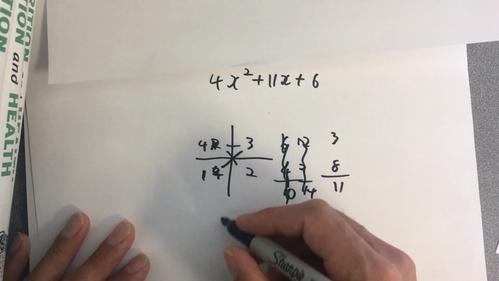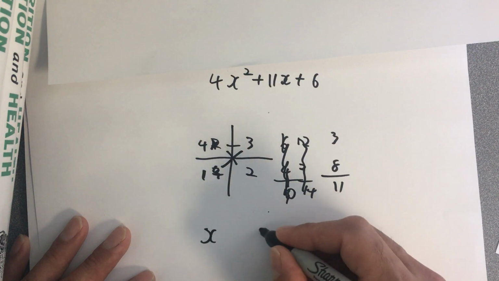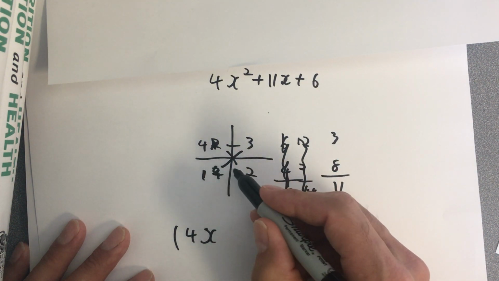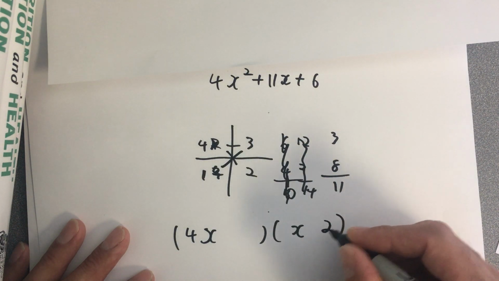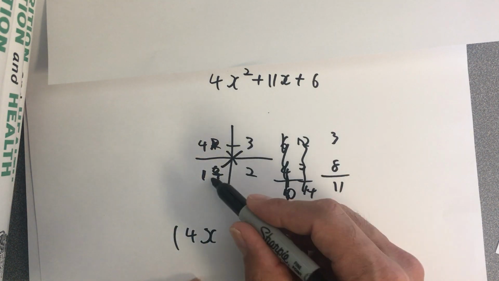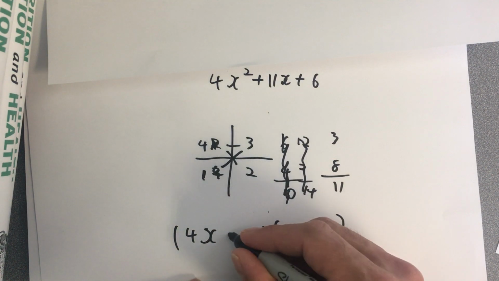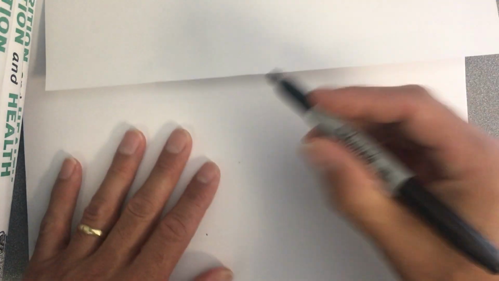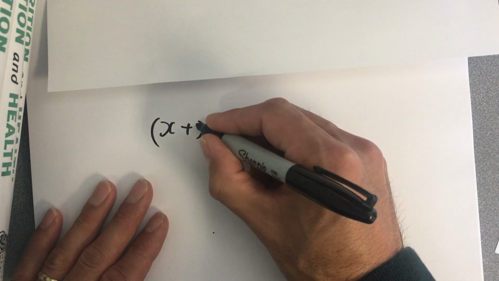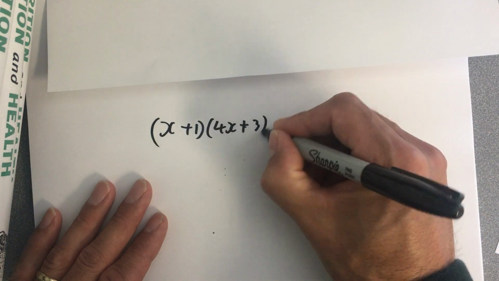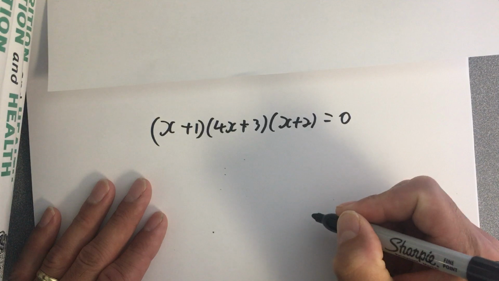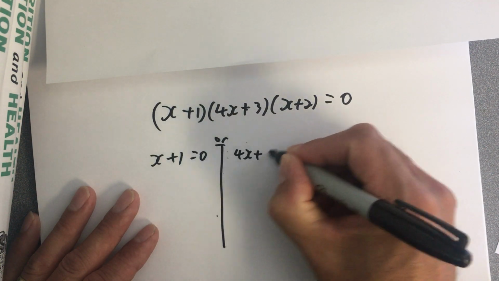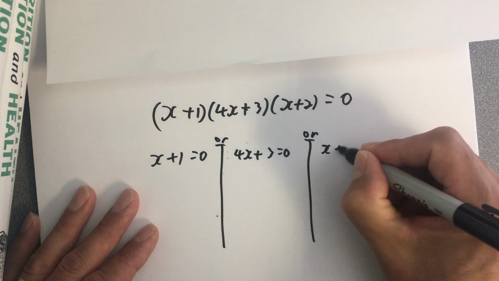So this process has told me that when I factor out this, I need 4x, and 4x must be multiplied by 2. So I'm going to put the 2 over here, because multiplication happens between the brackets, not inside of them. And my 1x, it's got to be multiplied by 3. So I'm going to put that 3 up here. So what that means is our third order polynomial is now factored to x plus 1 times 4x plus 3 times x plus 2, and all of that is equal to 0. Or x plus 1 equals 0, 4x plus 3 is equal to 0, or x plus 2 is equal to 0.